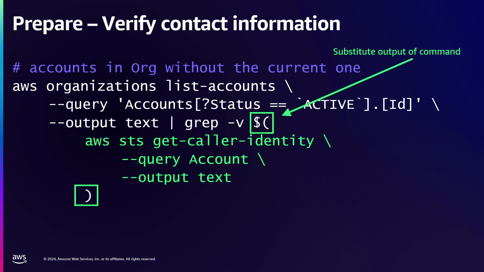So what this will do is it will run the command in green, and whatever that outputs, use it as the parameter for grep. So this command will now list all the accounts in our environment which are active, print their account ID, and remove the current account ID from that list.